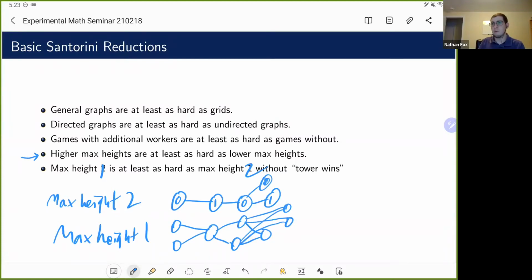And the reason this sort of thing doesn't work if you go beyond max height 2 is then you start running into the rule that you can't move up more than 1 level. But that doesn't ever come up if the max height is 2, because you're never going to be able to move on to a tower of height 2 in that situation.